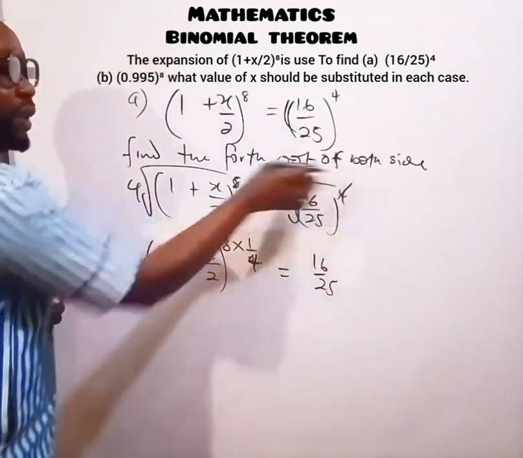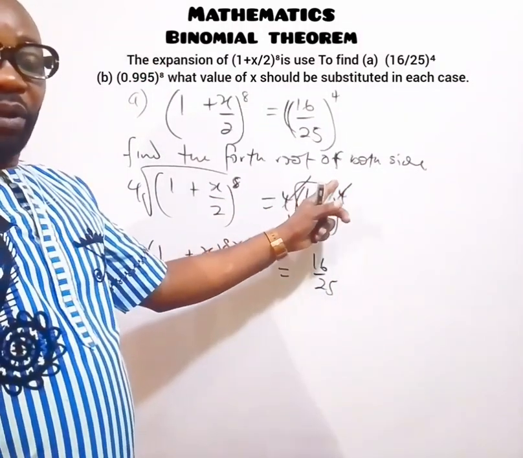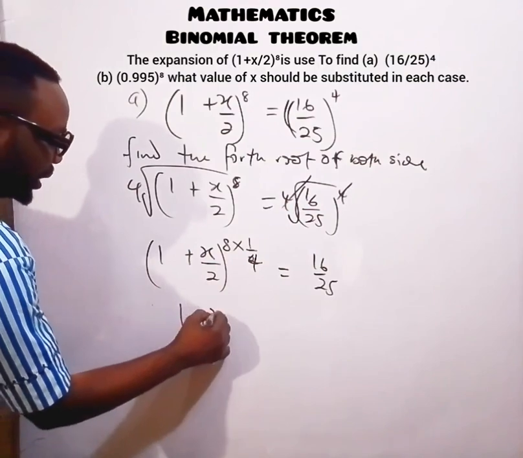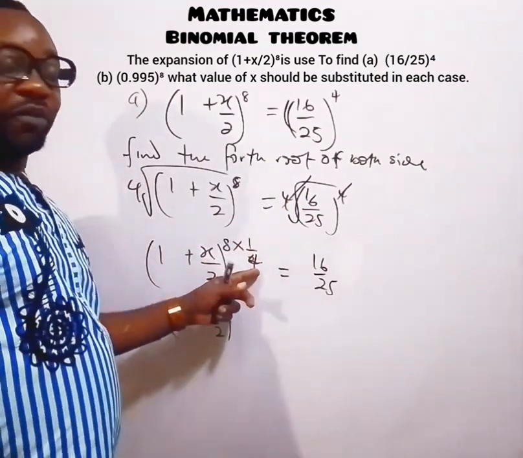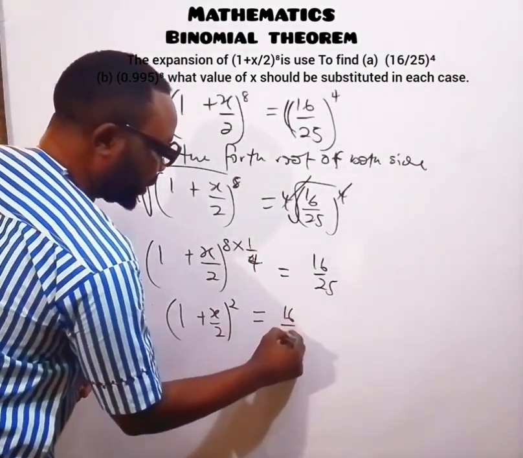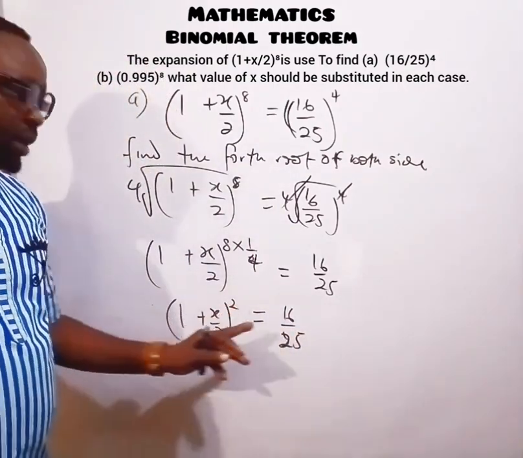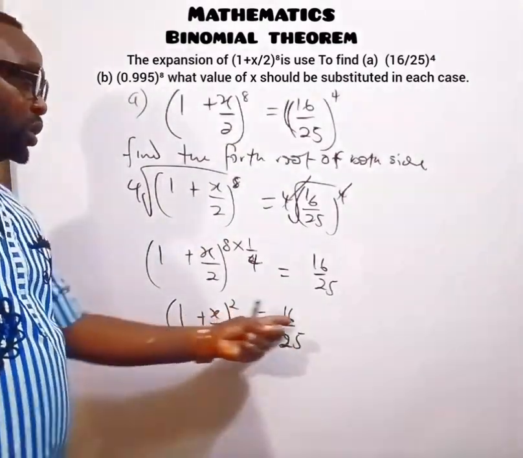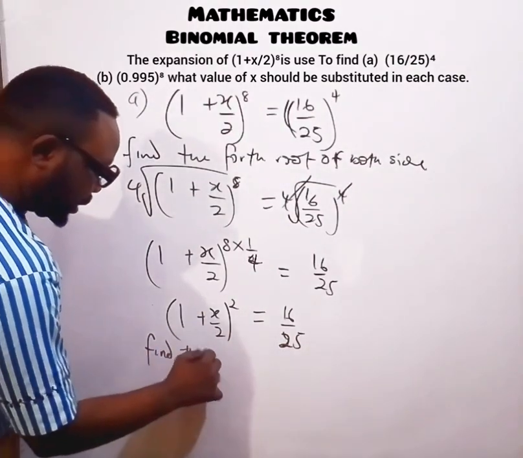I will remove the fourth root and the fourth power, since they remove one another. So we are having 1 plus x over 2, raised to the power of 2, is equal to 16 over 25. Now, at this stage, we still have the power 2 here, so we have to find the square root of both sides in order to equate this equation properly.